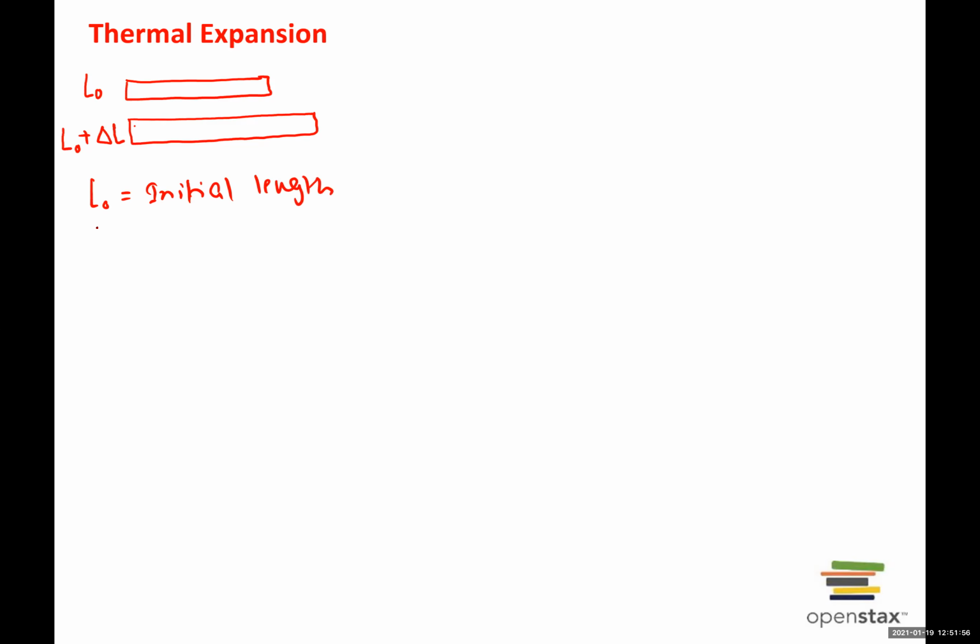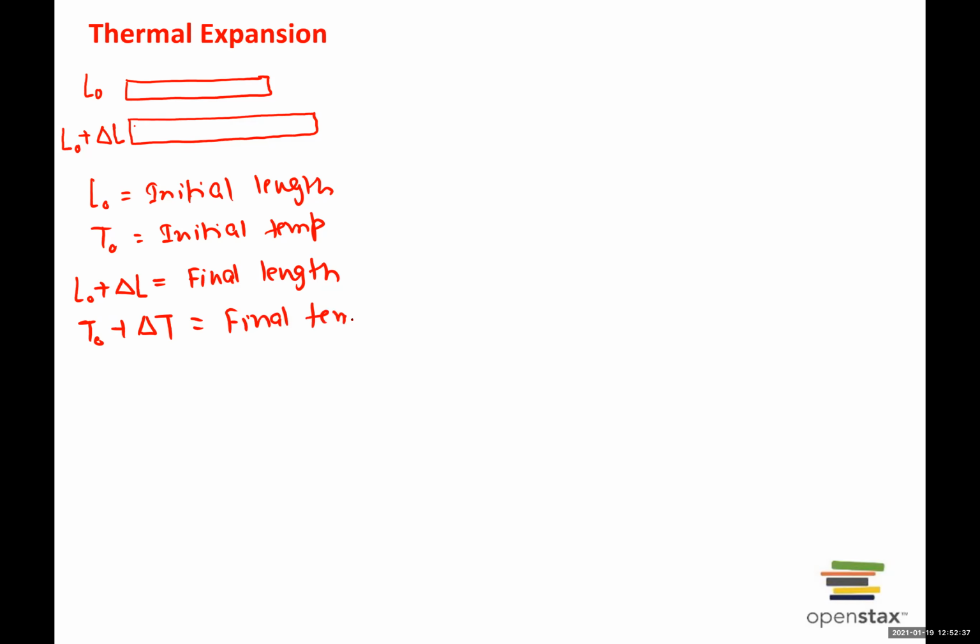T naught is the initial temperature. And L naught plus delta L is the final length. If the length increases, we must have supplied heat. So the final temperature will be T naught plus delta T. This is the final temperature of the rod.